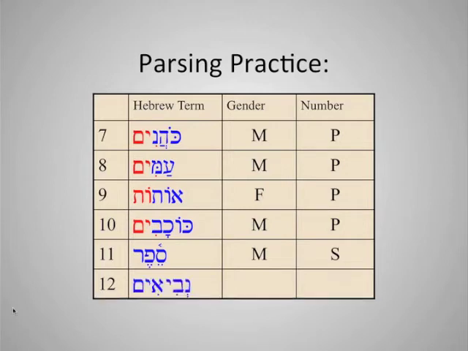And finally, we have on number 12, navi'im. Navi'im, note the ending, it's sticking out there, our regular pattern, the hirik yod mem. That's our masculine plural noun. Navi'im is prophets. Navi on its own is prophet. Navi'im is prophets, plural.